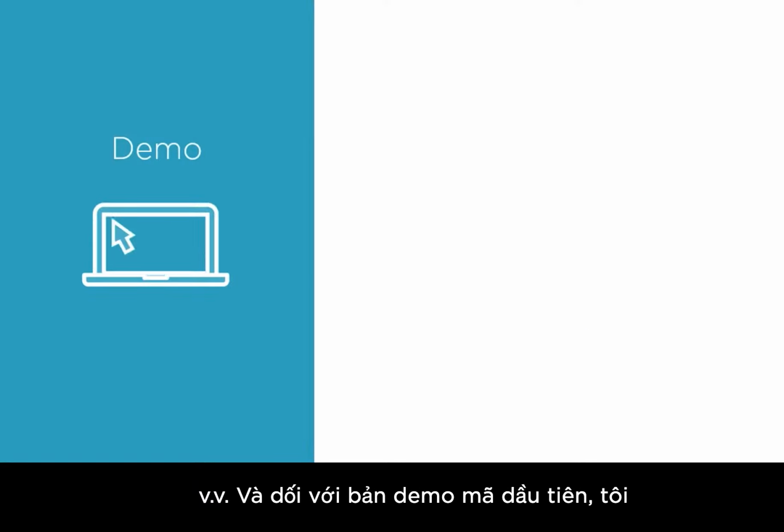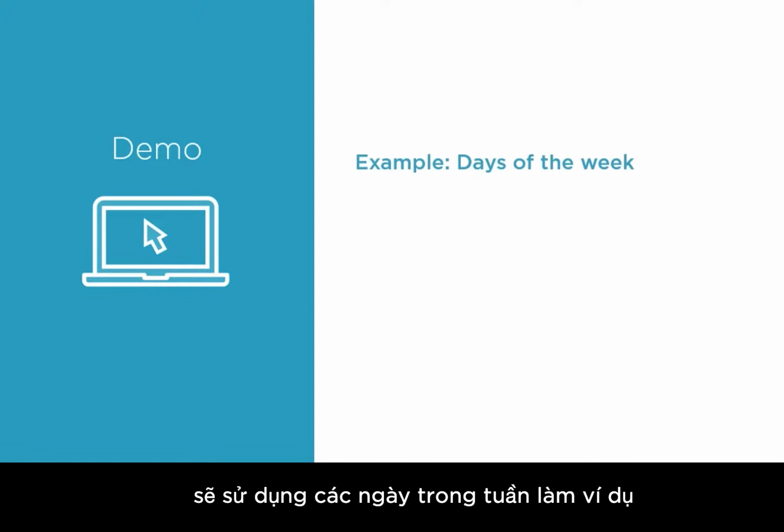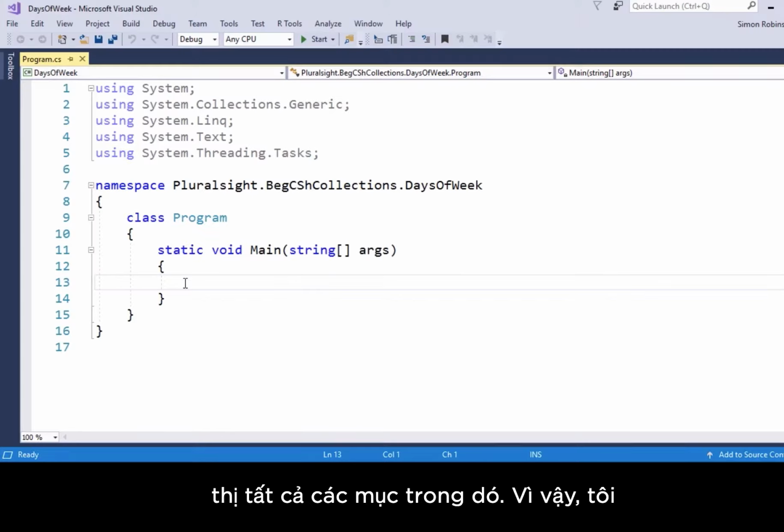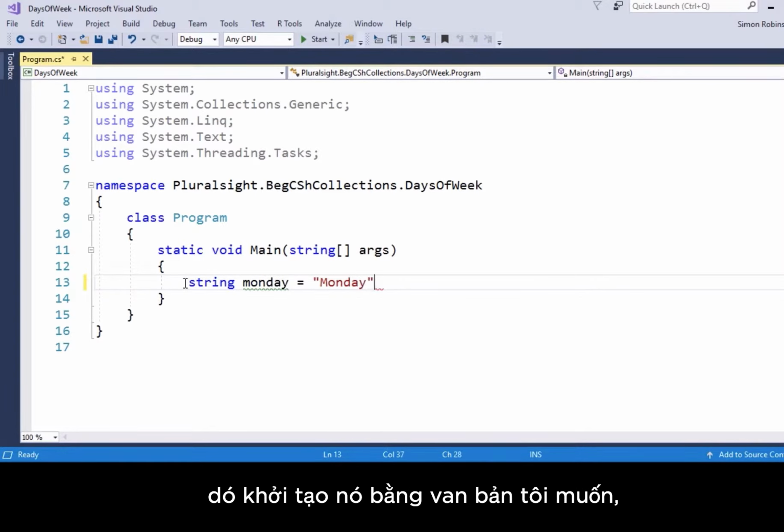And for the first code demo, I'll use the days of the week as an example to show how to instantiate an array and display all the items in it. So I'm in Visual Studio with a freshly created console app. If I wanted a single string, I'd do something like this: string Monday equals, and then initialize it with the text I want. But I've said we want all of the days of the week, so that's 7 strings, so we need a collection of strings. I'll paste in the code we need.